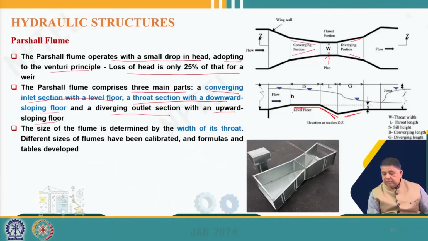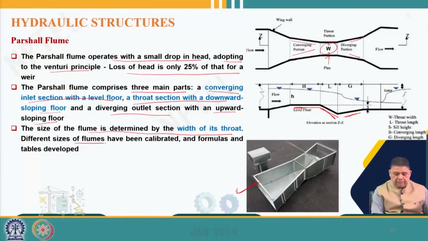So, that means you can see that there is a convergence, there is a divergence, there is a level floor, there is a downward slope, there is an upward slope. So, the construction, as you can imagine, is a little bit typical, and this is how this partial flume looks like. And the size of the flume is determined by the width of its throat. So, the width of the throat is W here, and that basically governs the size of the partial flume.